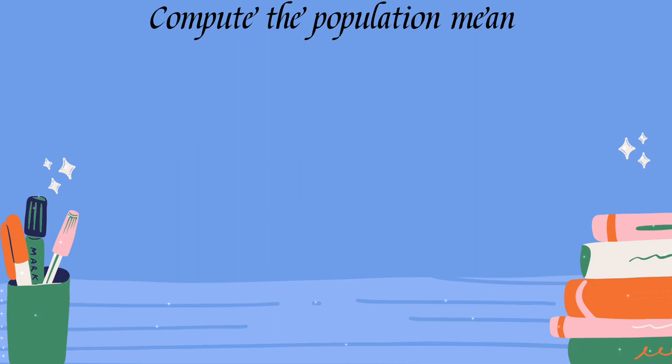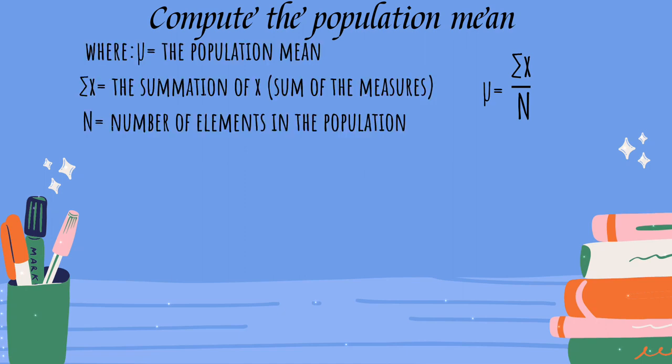Compute the population mean, so here's the formula. Mu is equal to the summation of x over n: add the given values and divide by how many given values, where mu is the population mean, the summation of x is the sum of the measures, and n stands for the number of elements in the population.